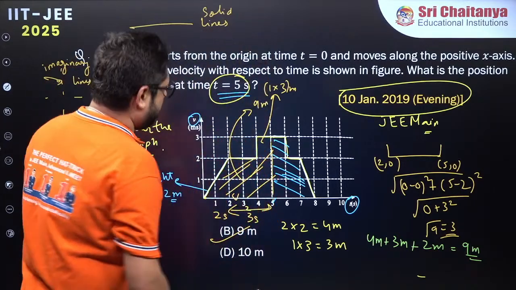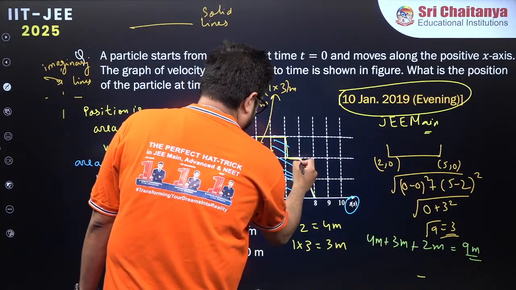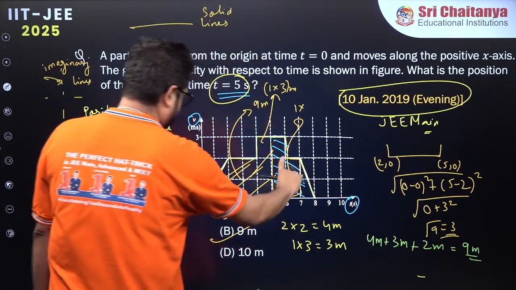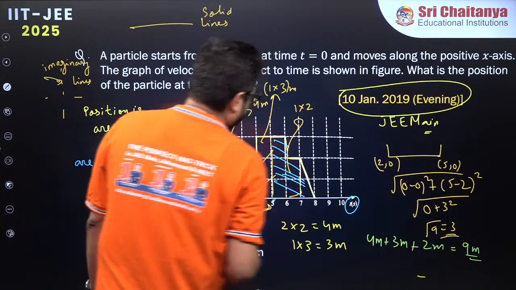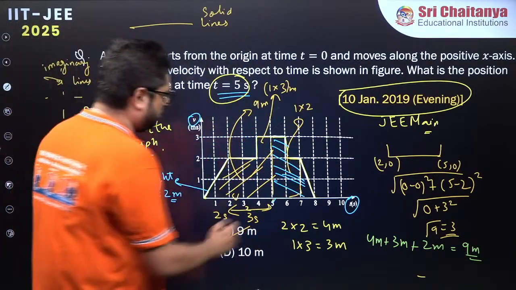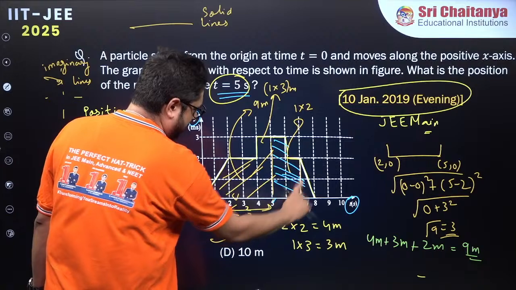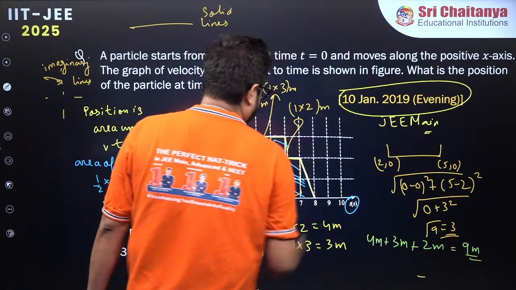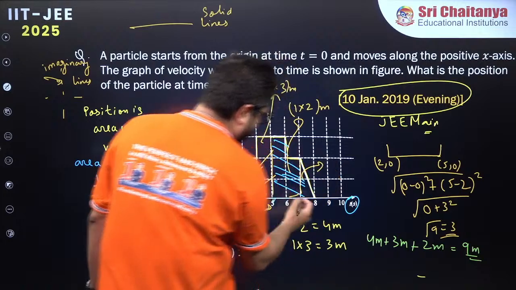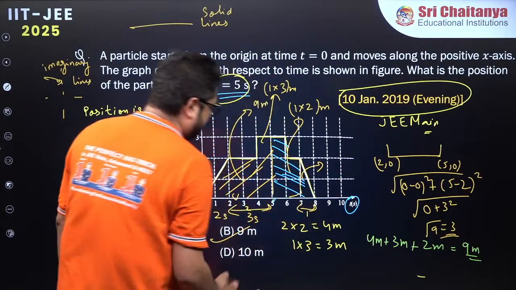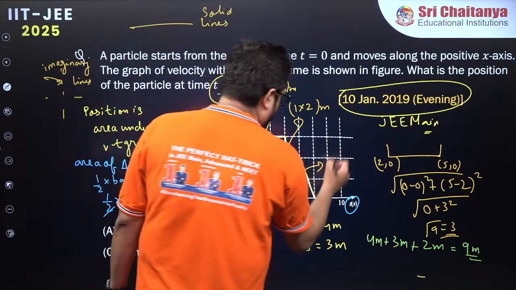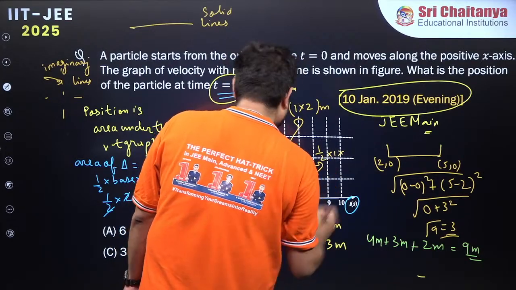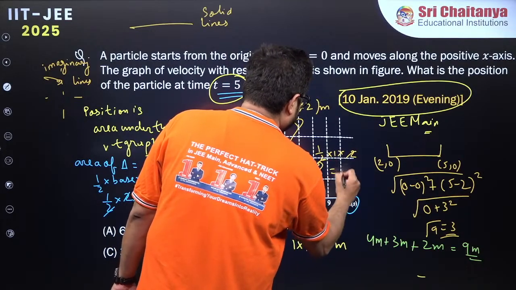Now comes this one we are talking about. What will be its area? 1 into this one. The breadth is 2. Can I say 1 into 2? 7 minus 6 is 1, and over here it is 2. So this is 2 meters. And finally, this right angle triangle whose base is 1 meter and the height is 2 meters. So half into base 1 and height 2, how much is it? 1 meter.